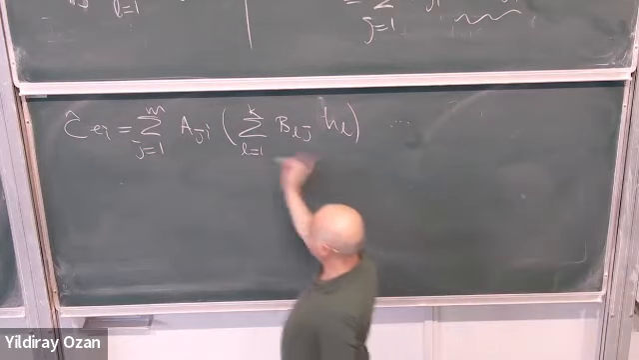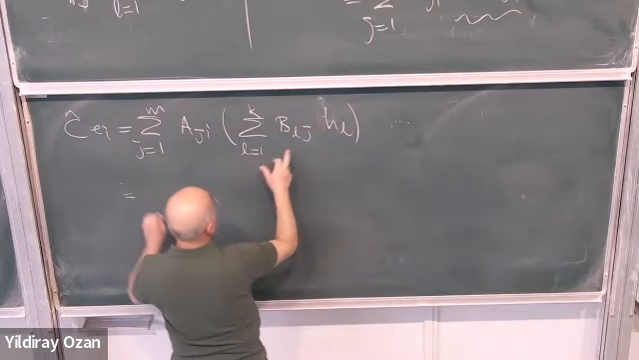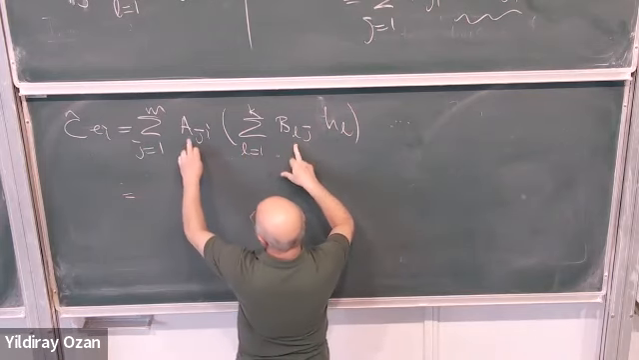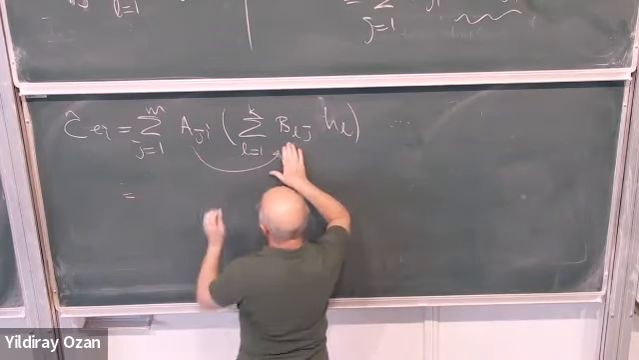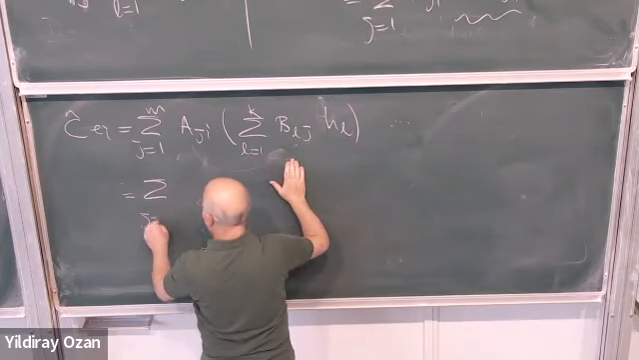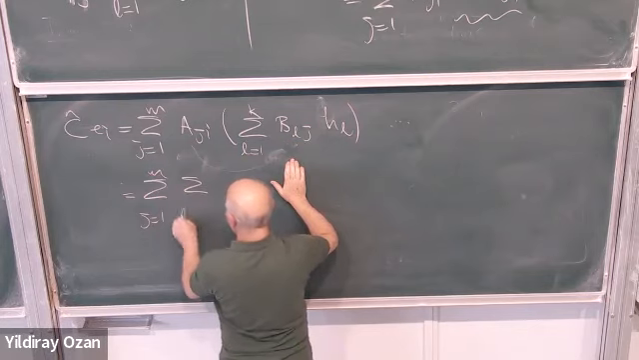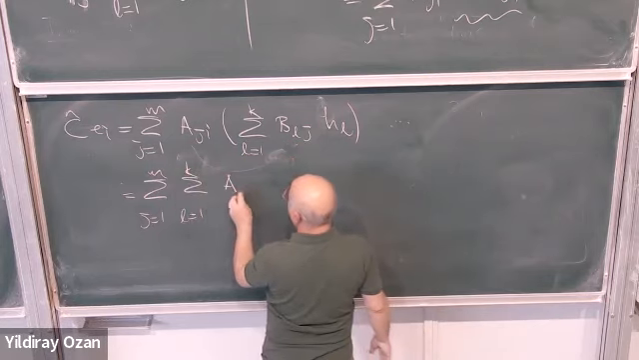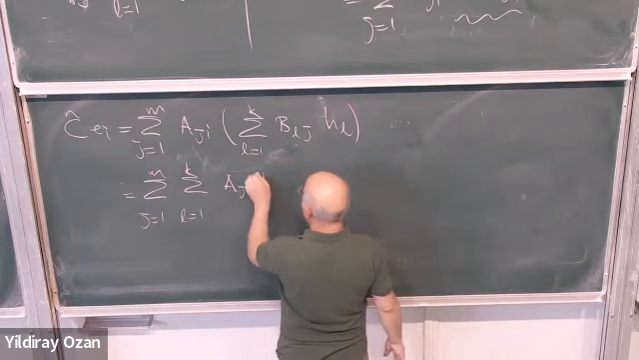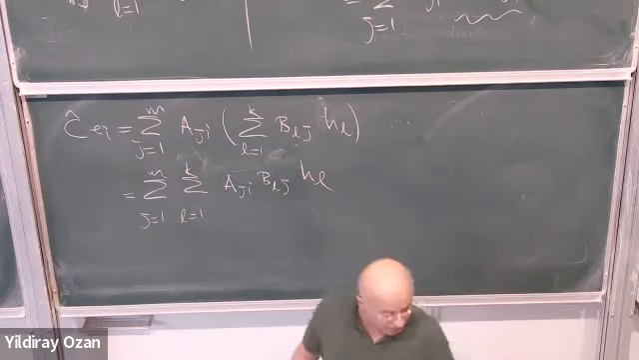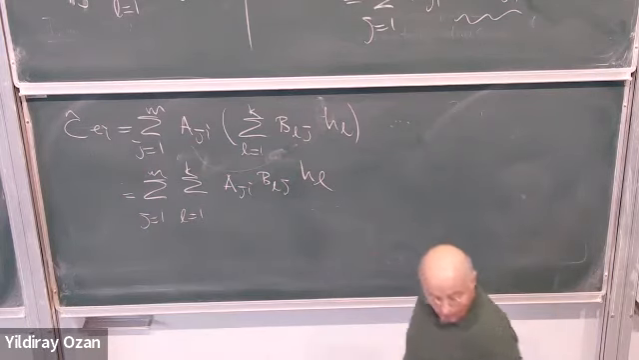And again, I can just take this summation outside or take this scalar inside. You may think it both ways. So we get summation over J and summation over L, A, J, I, B, L, J, H, L. But let me also write it this way.